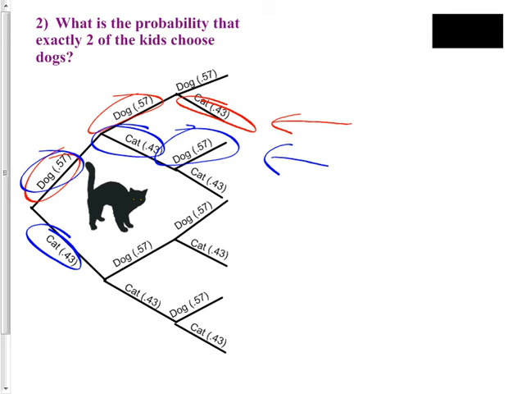How about this? Wait, I got to use a new color now. How about green? Cat, dog. All 3 of those routes work. Figure out the final answer. Put it in your calculator.